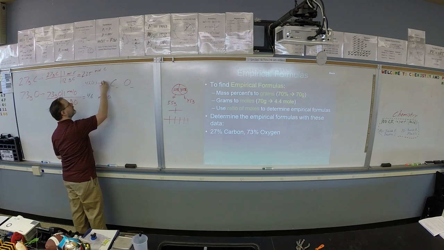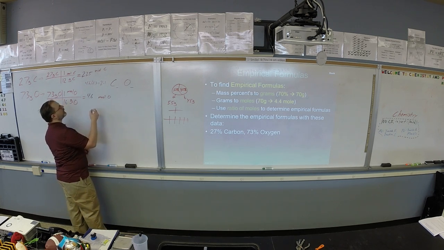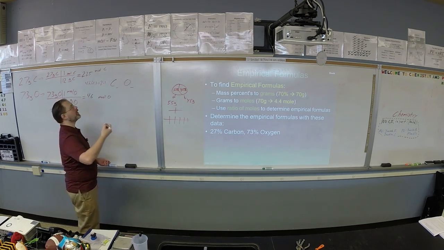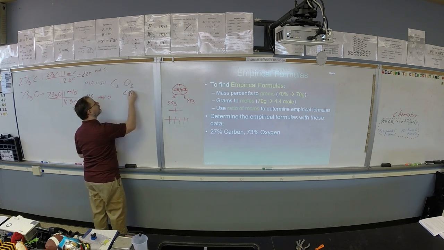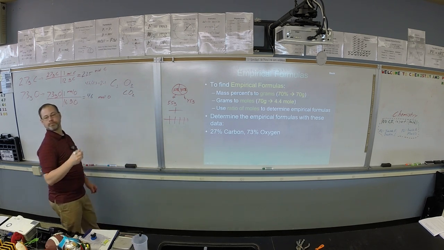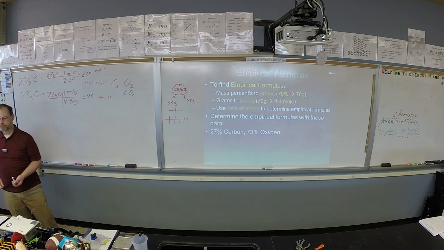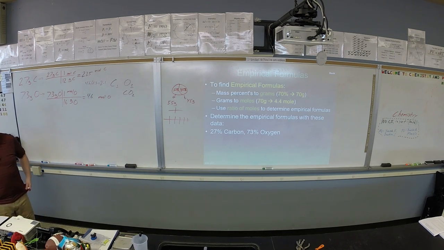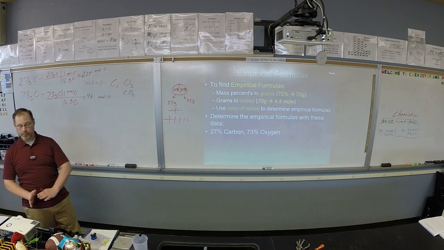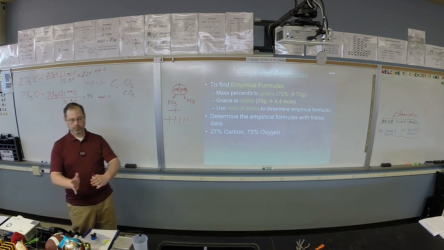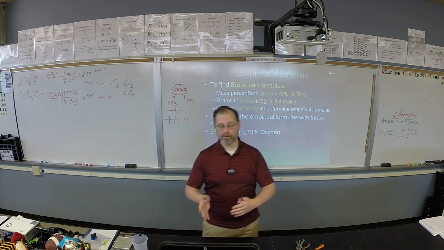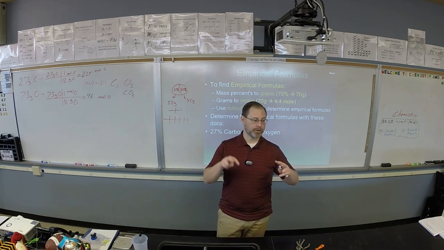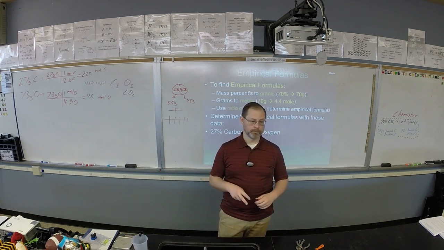2 to 1. Which means our bigger number is going to be 2 and our smaller number is going to be 1. So this is going to be C1O2, or more commonly, CO2. Whoa. Okay. So you just turn your percentages into grams, turn your grams into moles. Moles by moles gives you a ratio. That ratio is the number for the empirical formula.